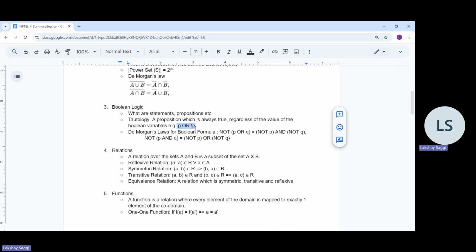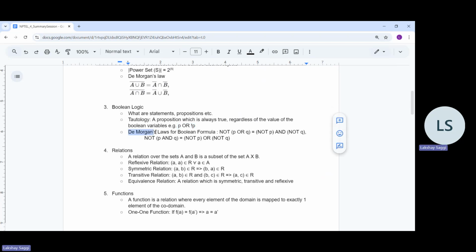Similarly, we also defined what a contradiction is. I did not write it here. A contradiction is a statement which is always false. Suppose I replace P or not P by P and not P. Then that statement is actually always false. You can see for yourself why that is the case, and that is what we call a contradiction.